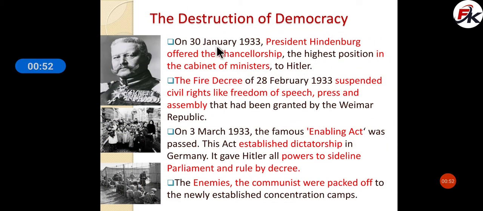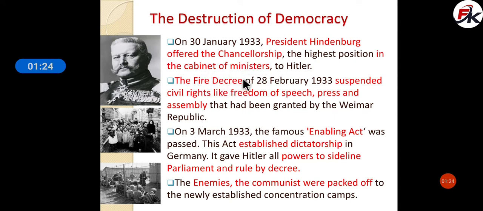On 30 January 1933, President Hindenburg offered the chancellorship, meaning the prime minister, head of the cabinet, the highest position in the cabinet of ministers, to Hitler, because he had become such a powerful leader in Nazism that he was offered the chief executive position of the cabinet ministers, the chancellorship.